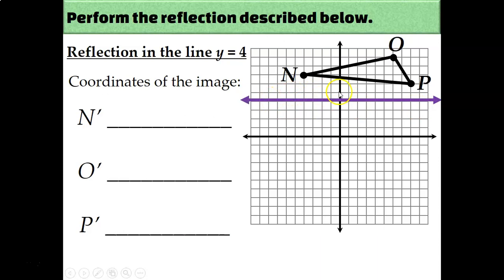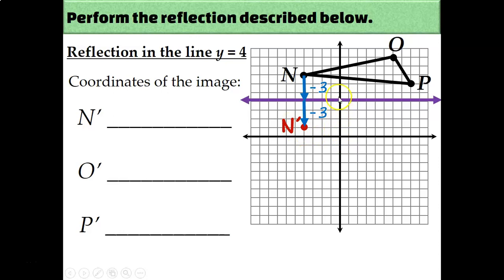This is the line y equals 4. So instead of going from N to the x-axis, I'm going from N to this line of reflection. So from N to the line of reflection, I go down 3, so I'll go down 3 more to get to N prime.